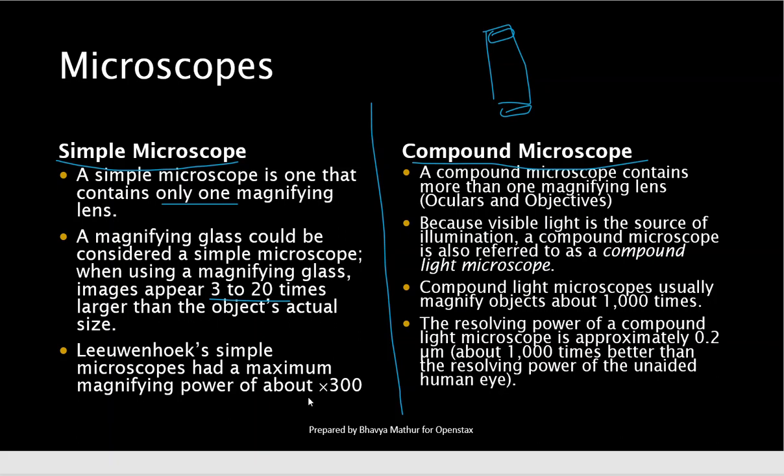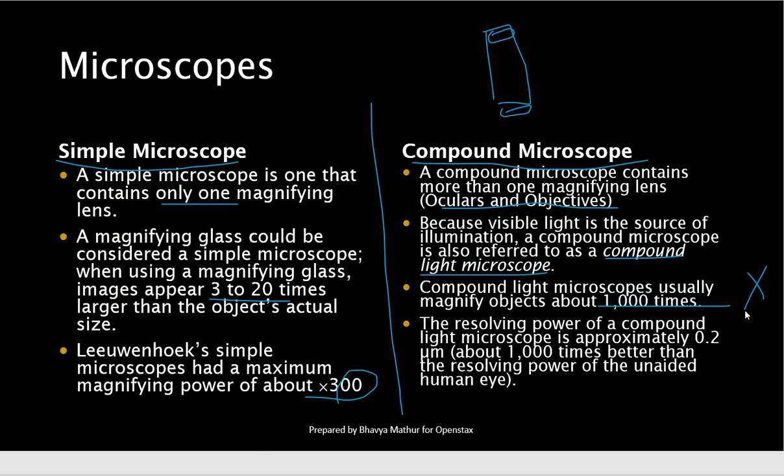Leeuwenhoek had one that had like 300 magnification, which is pretty decent, thinking he was living back in the 1600s. So the compound we've talked about, and since we use light in order to see these guys, we call it a compound light microscope. And we can go to about 1,000 times, and that's it. We can't go any higher than that.